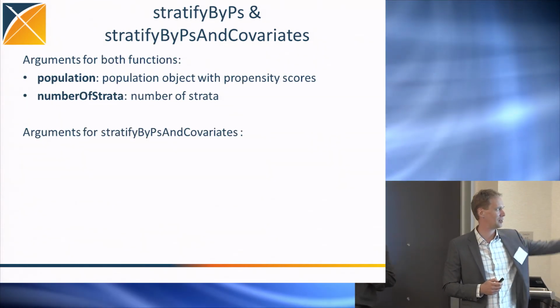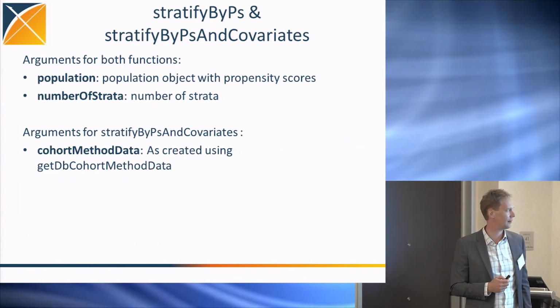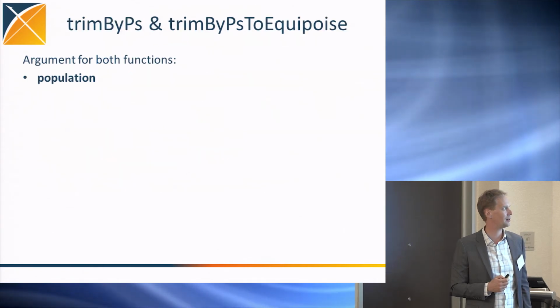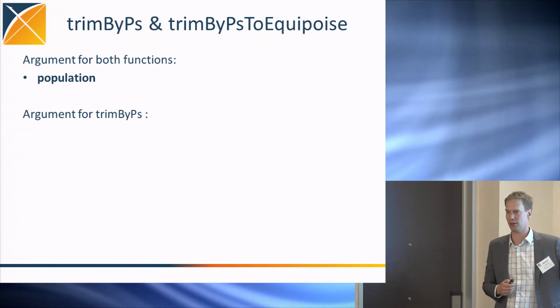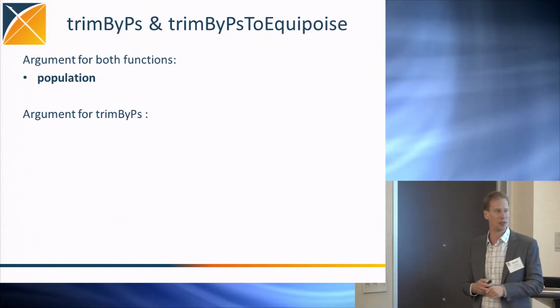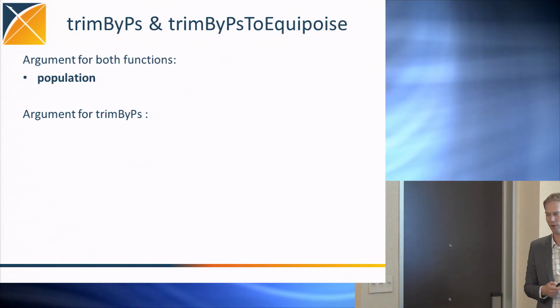Stratify, well, not surprising. It has an argument for number of strata. Sorry, going very quickly here. There are two types of trimming. Trimming by propensity score, where you just trim a certain percentage, and trim to equipoise.